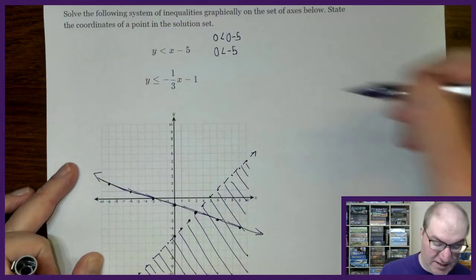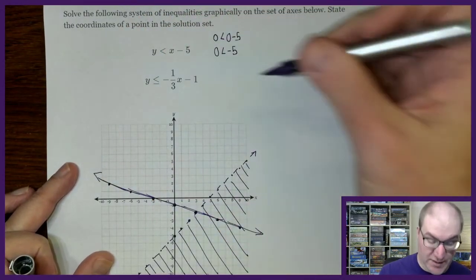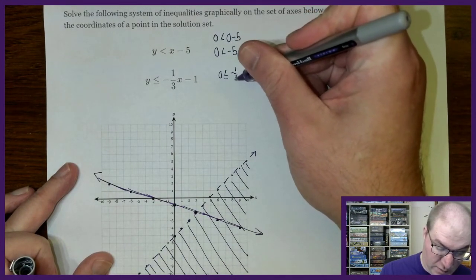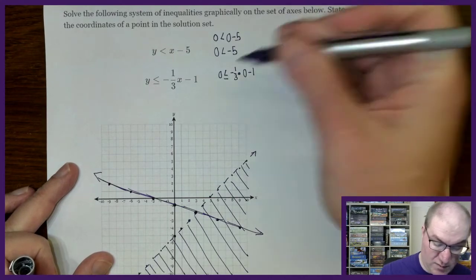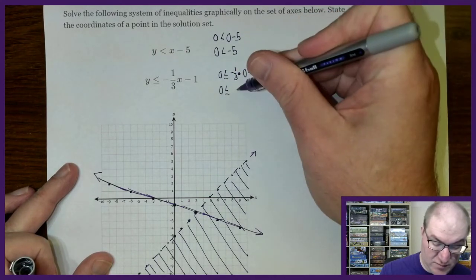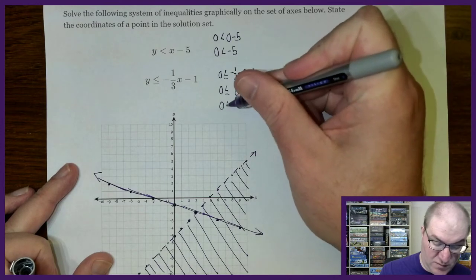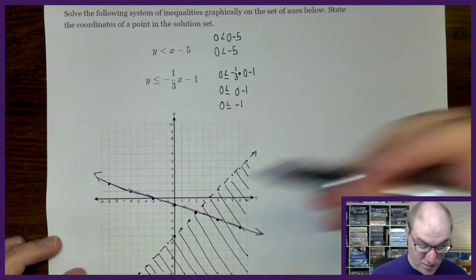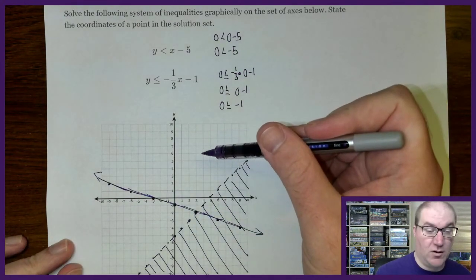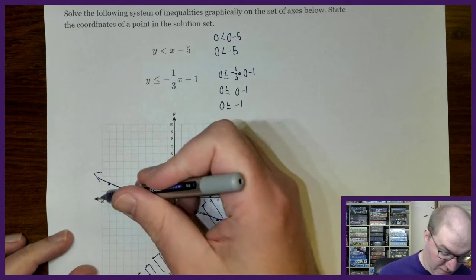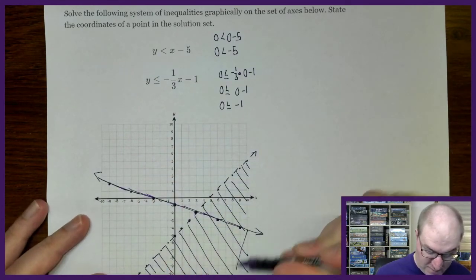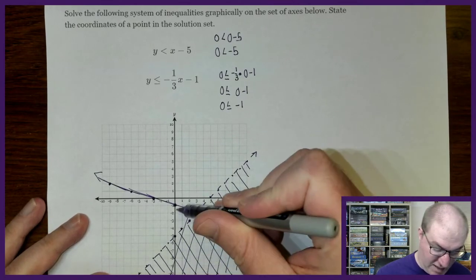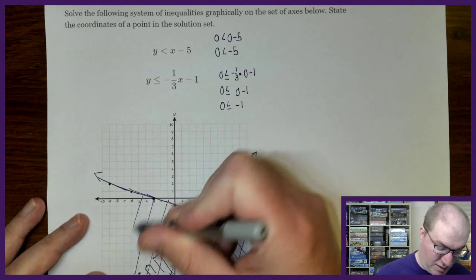And let's determine shading on this one. Let's try the point 0, 0 again. 0 is less than or equal to negative 1/3 times 0 minus 1. 0 is less than or equal to 0 minus 1. 0 is less than or equal to negative 1. That is also a false statement. So again, don't shade on the side of the origin for this line. Shade below it. Now when I shade multiples, I try to make sure the shading goes in opposite directions so that it's obvious where it's been shaded twice.